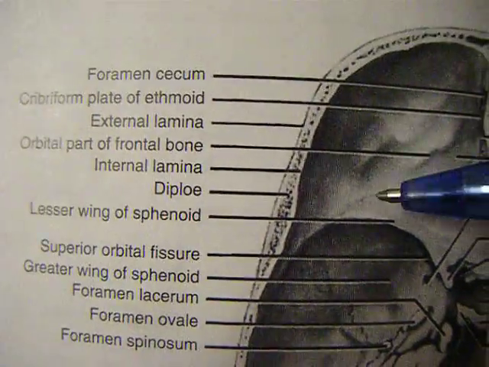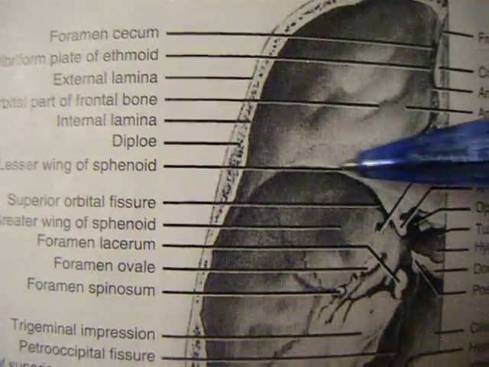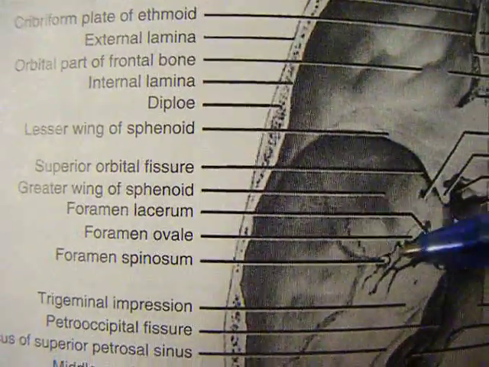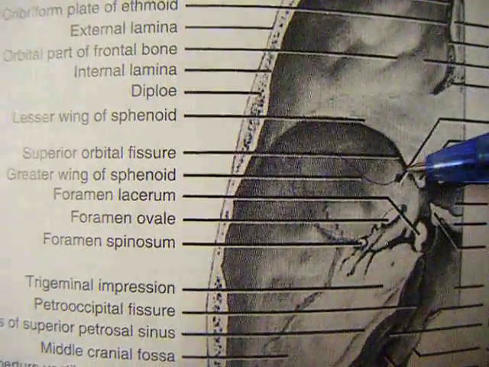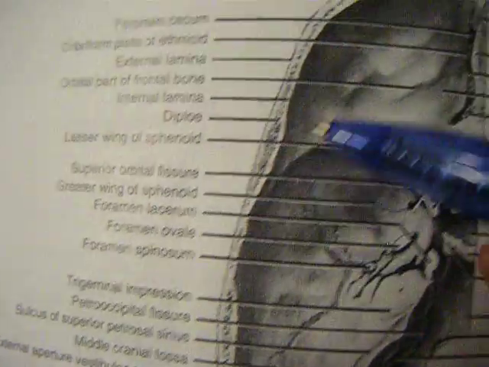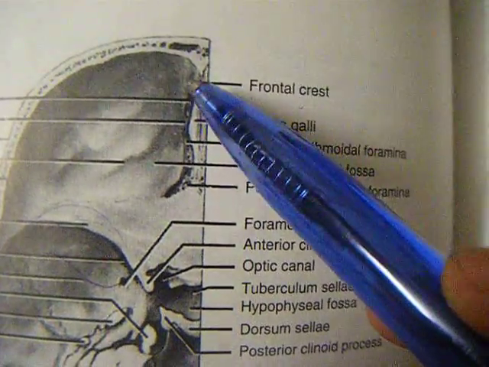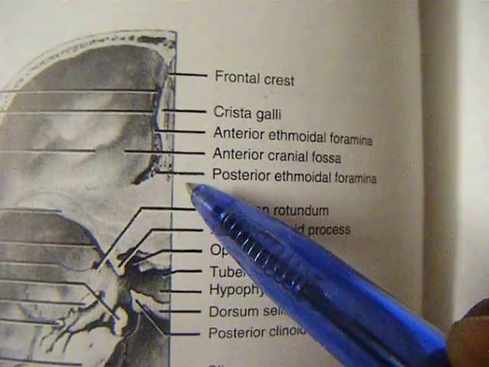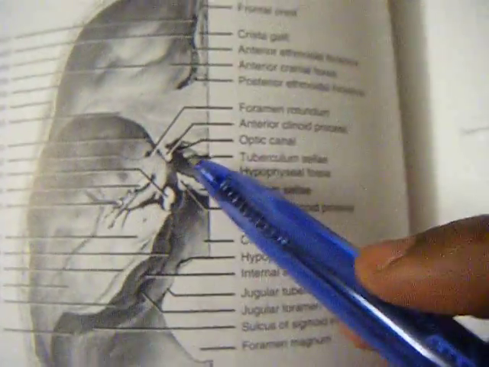then orbital part of frontal bone, then lesser wing of sphenoid. This is the lesser wing of sphenoid. This is the greater wing of sphenoid. This is the greater wing. This is the lesser wing. Okay. Then other contents of the anterior cranial fossa are frontal crest, crista galli, anterior ethmoidal foramina, and then posterior ethmoidal foramina. All these are present in the anterior cranial fossa.